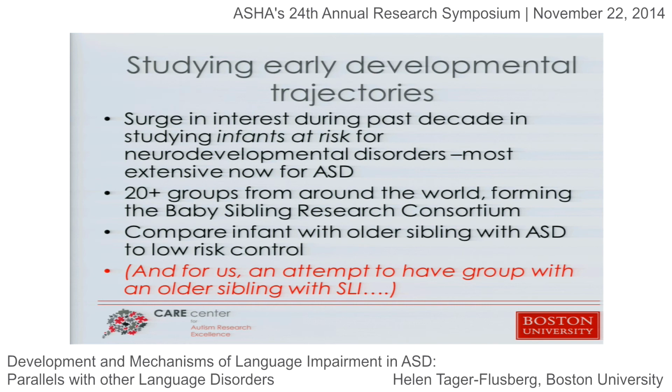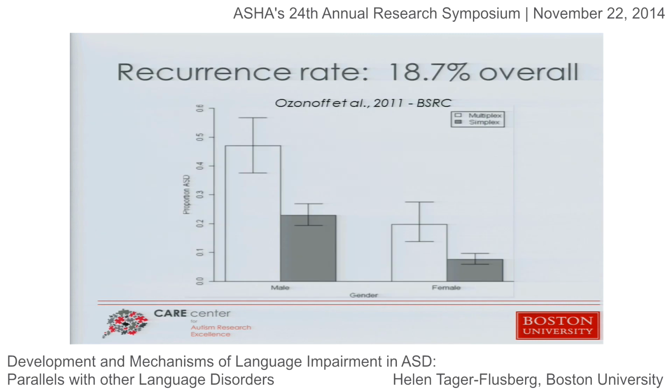Every one of those infants who we did recruit who was at high risk for SLI because they had an older sibling with the disorder, every one of them turned out perfectly fine, no language problems, no nothing. So it's like a dud group for us. And we can talk more about that later in the discussion as to why we failed so miserably.